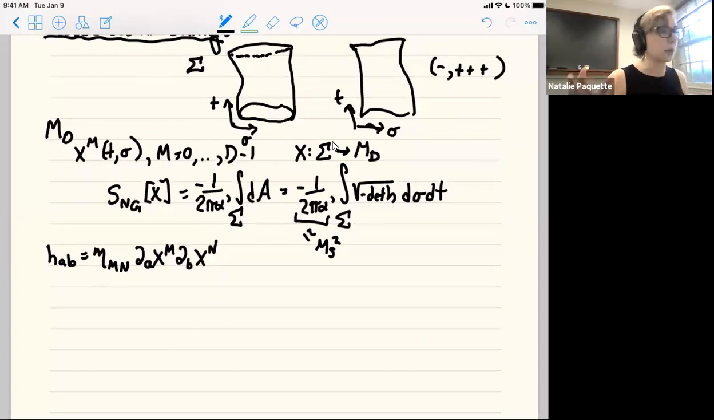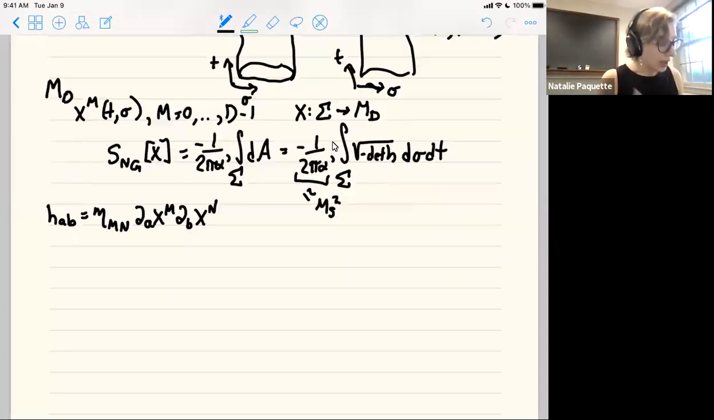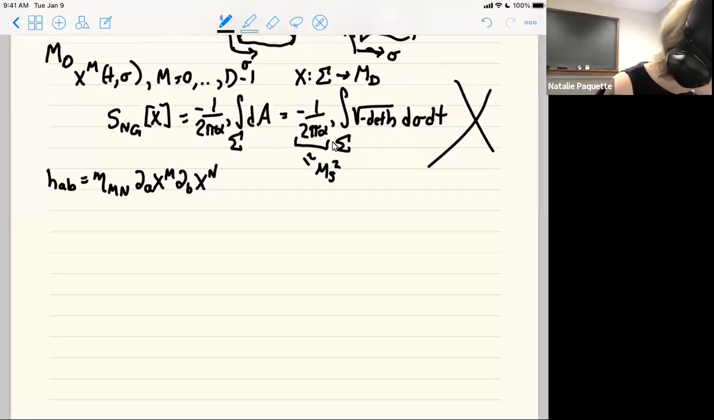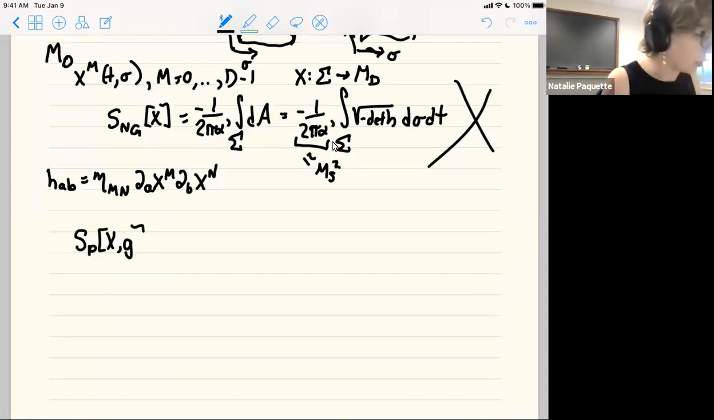So this is the induced world sheet metric from space-time. And as you all have probably already heard, the Nambu-Goto action has this cumbersome square root in it, and it's very annoying to quantize, and we don't want to deal with it. So we will very soon forget about it, and we'll work with some other action called the Polyakov action, which classically is equivalent to the Nambu-Goto action.